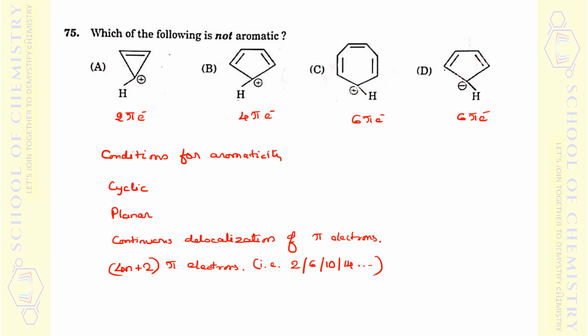Option B, which they have asked for, which is not aromatic, so this should be the answer. In fact, with 4 pi electrons, it will be an anti-aromatic system. Since the question says not aromatic, even anti-aromatic we can conclude in this itself. So therefore option B should be the answer for this.